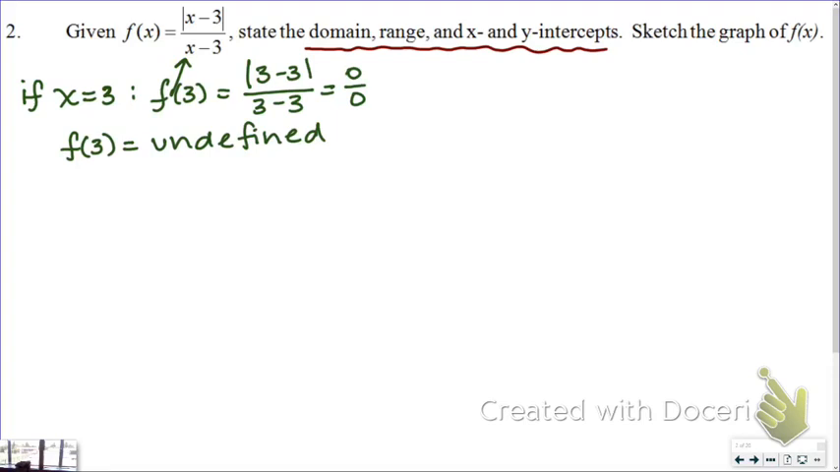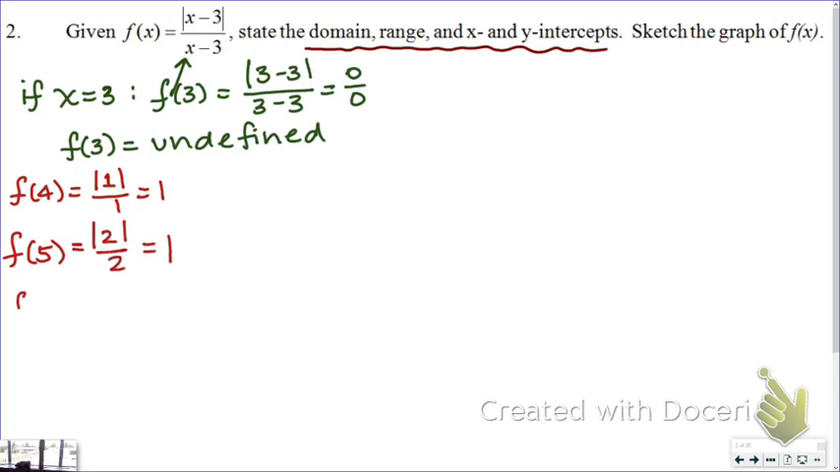But what about any other number? For instance, what if we plug in a 4? If we plug in a 4, that's going to be the absolute value of 1 over 1. If we plug in a 5, that's going to be the absolute value of 2 over 2. If we plug in a 6, we're going to get the absolute value of 3 over 3. All of those are going to give us an answer of 1.